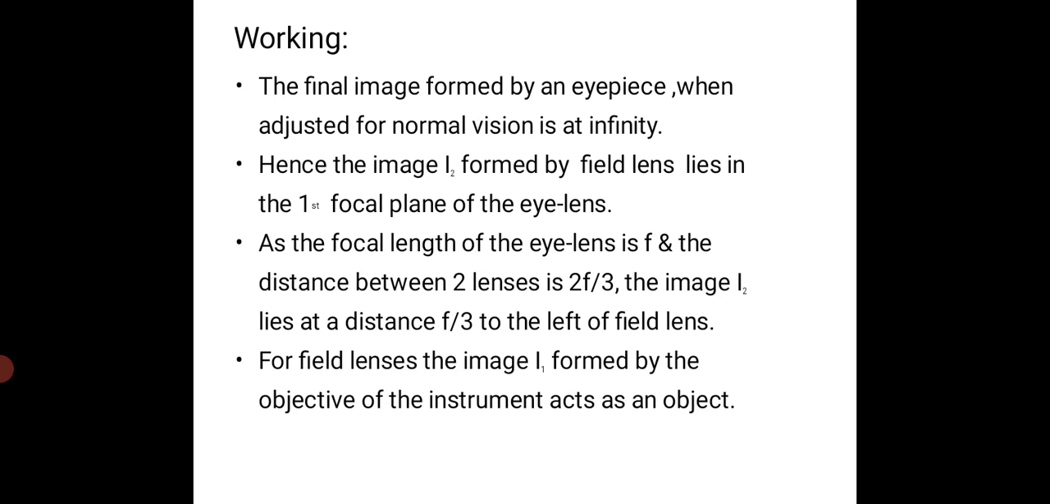The working of this Ramsden eyepiece: the final image formed by an eyepiece when adjusted for normal vision is at infinity. Hence, the image I2 formed by the field lens lies in the first focal plane of the eye lens. As the focal length of the eye lens is f and the distance between the two lenses is 2f by 3, the image I2 lies at a distance f by 3 to the left of the field lens. For the field lens, the image I1 formed by the objective of the instrument acts as an object.